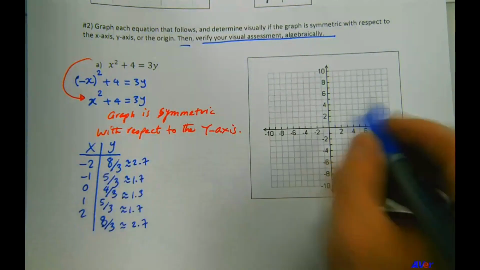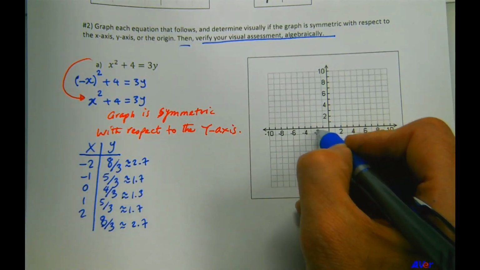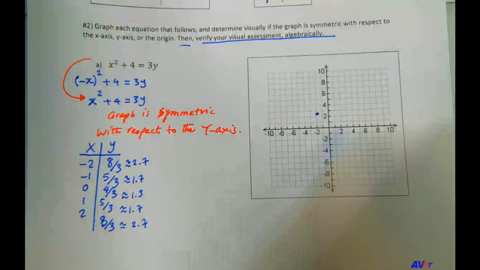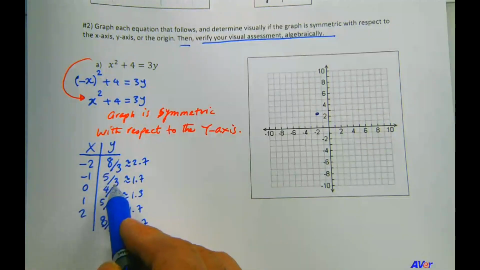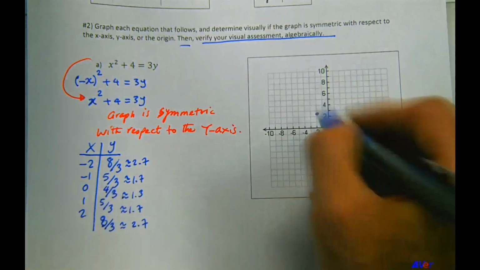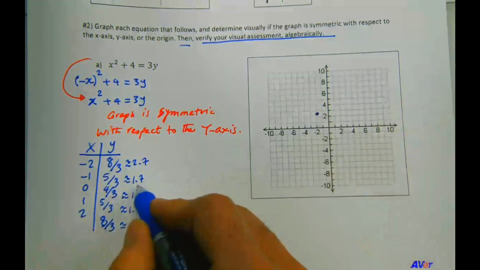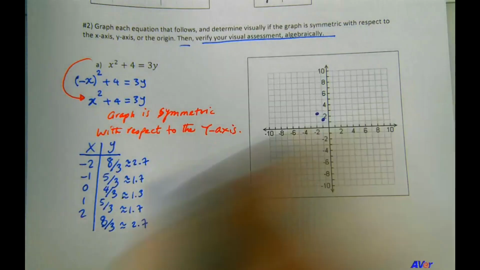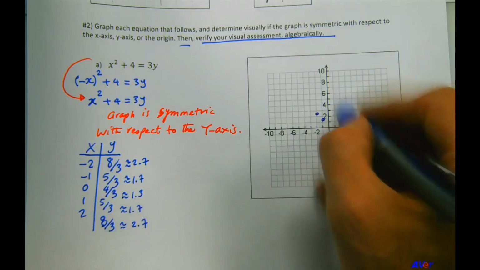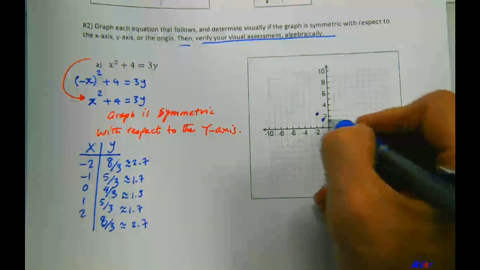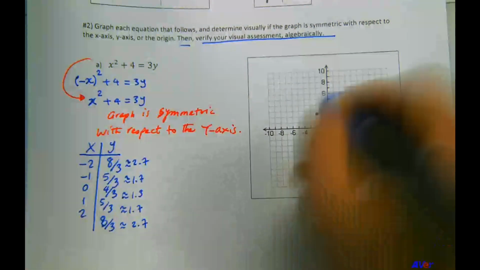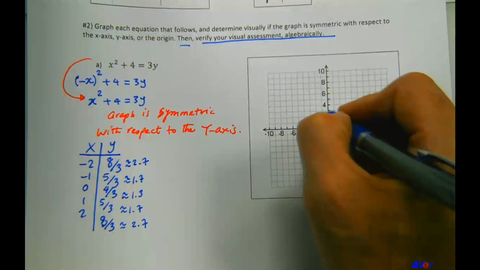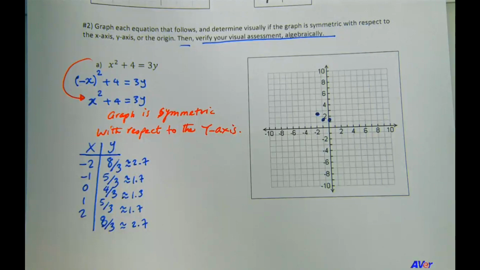Minus 2 comma 2.7, that would be roughly here somewhere. Let me put that dot here. Minus 1 comma 5/3, so that would be minus 1 comma 1.7 right there. At 0, 1.3, so right there, right? And my points are small because I don't want things to smear. So that's better a little bit. So those are the 3 points.